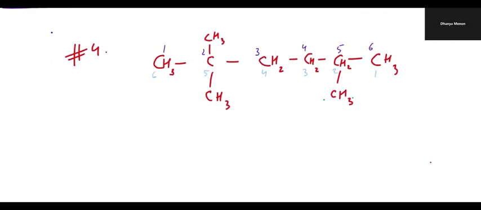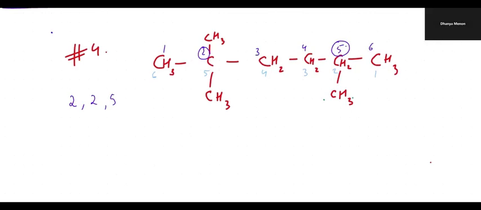Here, if you see the numbering over here, there is branching at 5. There's branching at 2. So in the first one, in the numbering where I've done it on top, there is branching at 2. In 2, how many branches are there? 2 branches are there. 2 methyl groups are there. So I write 2, 2. And at the 5th position also there is branching.